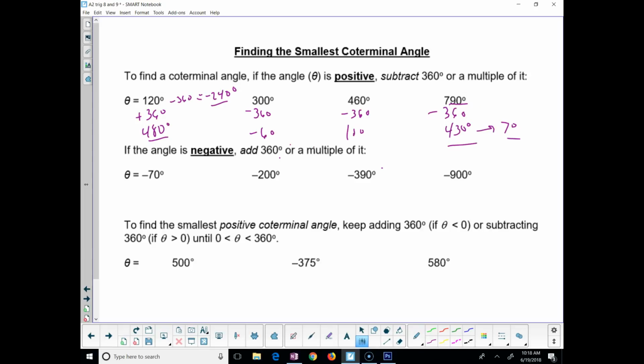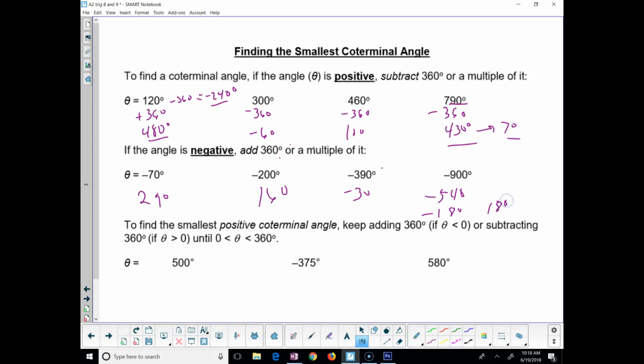Okay, just like before, if you take negative angles, you can add 360 to them. Like here, another coterminal angle is 290. Negative 200, if you add 360 to that, you're going to get 160. Negative 390, you can add 360 to that, you get negative 30. But then if you wanted to, you can get that positive by adding another 360. By the way, that's 330. And over here, if you add negative 900 plus 360, you'll get negative 540. Okay. And then if you add 360 again, you're going to get negative 180. If you add 360 again, you get 180.